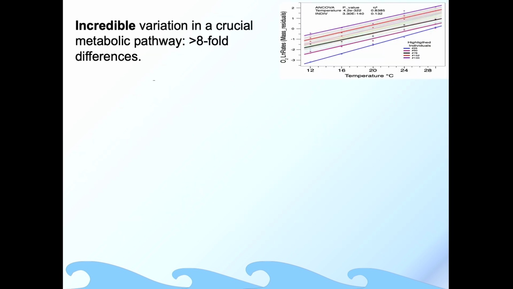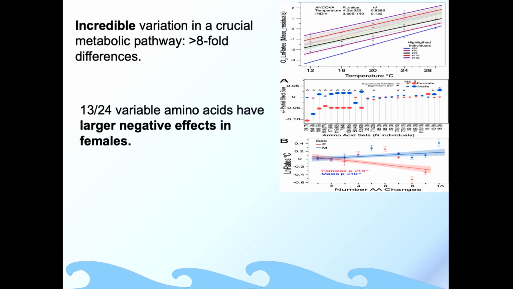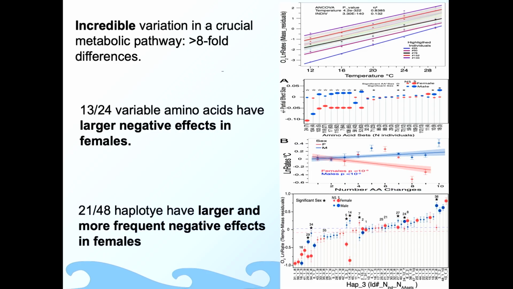So, we have an incredible variation in a crucial metabolic pathway, greater than 8-fold difference. That's actually kind of amazing if you don't know it. That's a really important metabolic pathway. It's not what you expect. 13 of the 24 variable amino acids have a larger negative effect in females, and the more there are, the larger the effect. 21 of the 48 haplotypes have larger and more frequent effects in females than in males, which is also very strange.